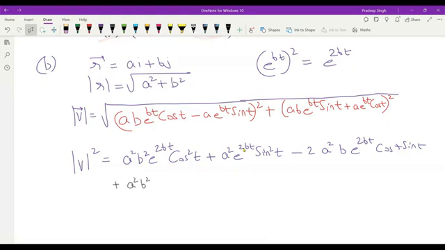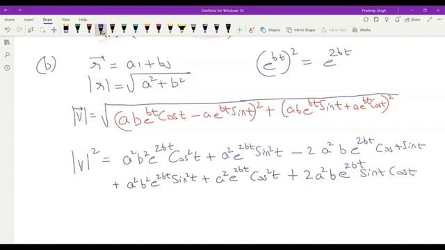So we'll get a square b square e to the power 2bt sine square t plus a square e to the power 2bt cos square t plus 2a square b e to the power 2bt into sin t cos t. Now, if you observe, two terms are going to get cancelled out. So look at this term. This is exactly the same as the below term, and we have a plus and a minus. So the last two terms will get cancelled out. The terms which are left are these four.